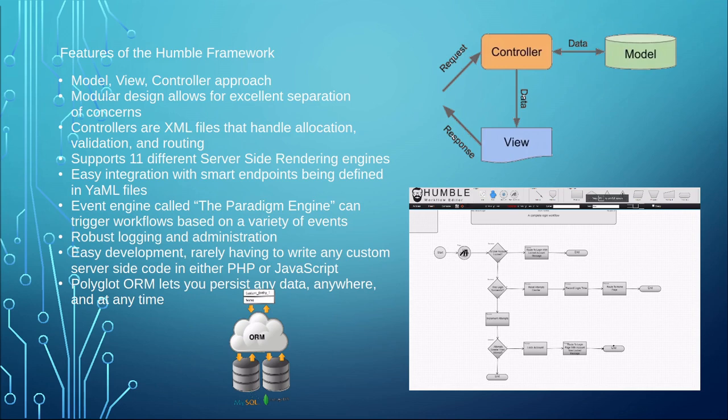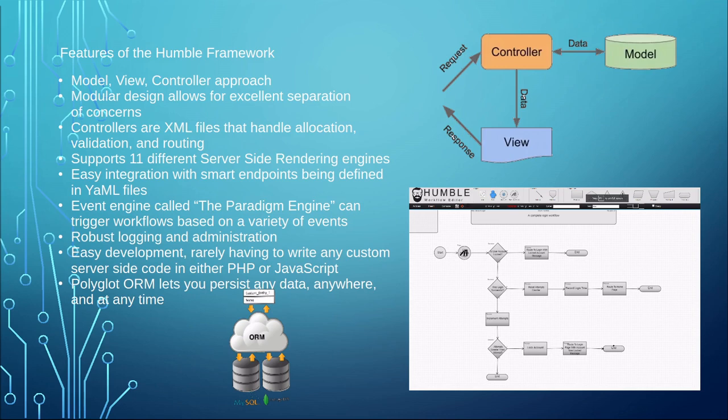But let me first go over some of the basic features of the Humble framework. Humble is a model view controller approach, so we have clear separation of concerns. It's modular, so your code goes into individual modules, and that allows you to keep your code pretty well segregated. Segregation in life is not a good thing, but it's a great thing in code. Controllers are XML files that handle allocation, validation, and routing. Okay, they're really the superpower of this framework.